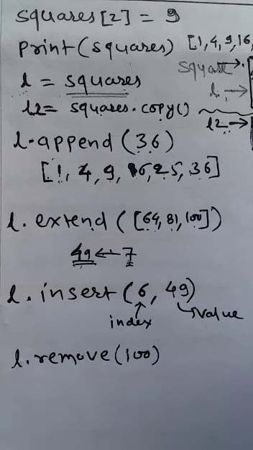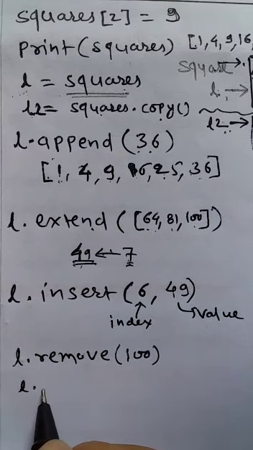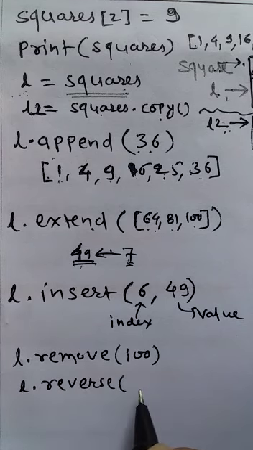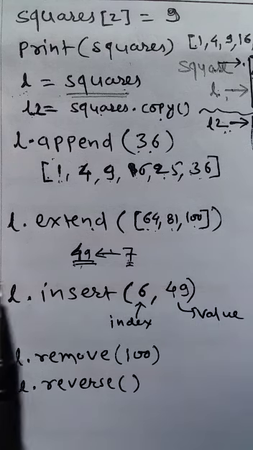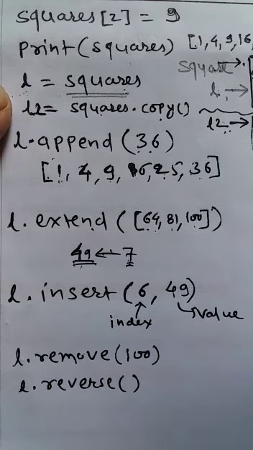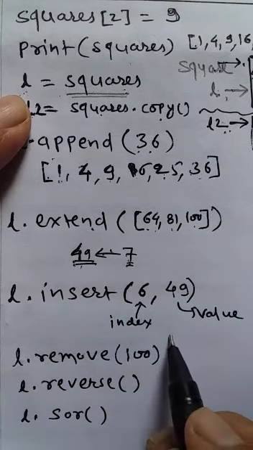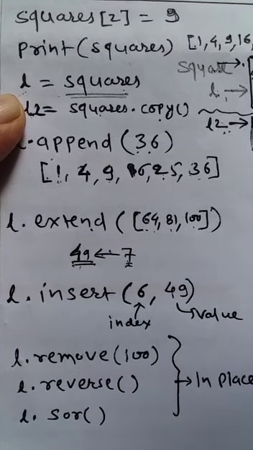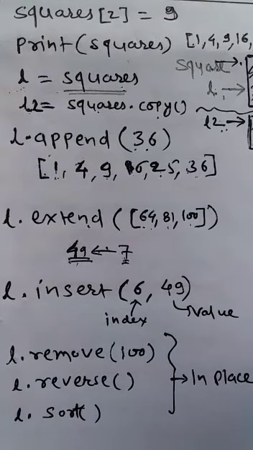Now another function is there, if you want to sort or reverse the list. So we have L dot reverse. This will display the list in reverse order. Reverse order means, first 100 is now removed, so from 81, 64, 49 up to 1 it will be displayed. Now if you want to arrange the list in ascending order, then we have a built-in function sort. It will arrange the list in order. And remember, all these functions are working in place. In place means no need to create a second list. On the same list the operations will be performed.